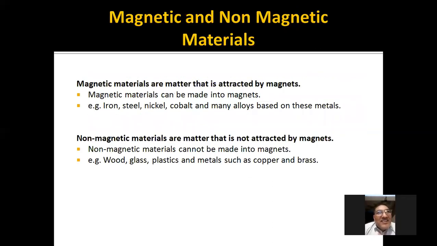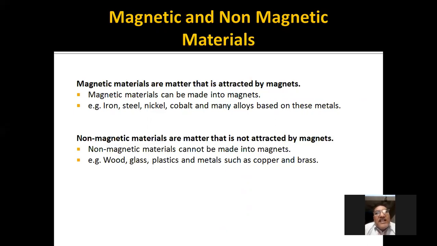So what are magnetic materials? Magnetic materials can be made into magnets. Magnetic materials are those whose domains are not aligned, but by putting them near another magnet or by applying DC electricity to them, we can align their domains in the same direction, so they will also start behaving like a magnet. Famous examples of magnetic materials are steel, iron, nickel, cobalt, and many alloys of these metals.